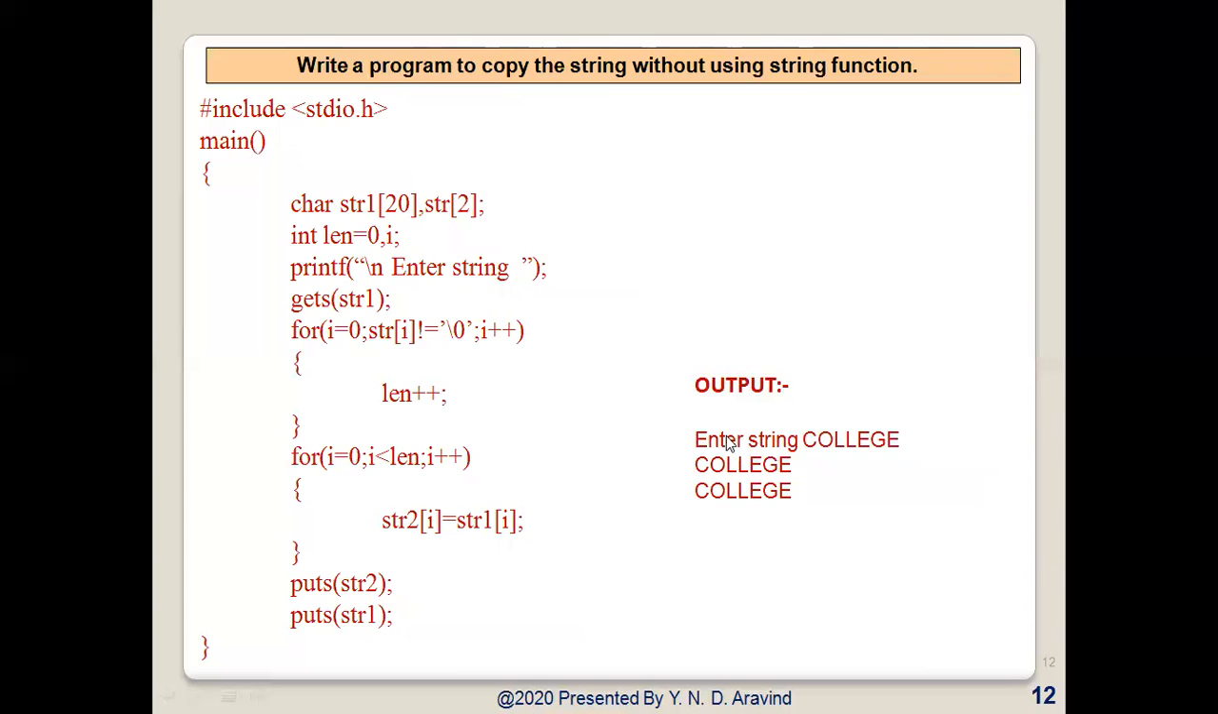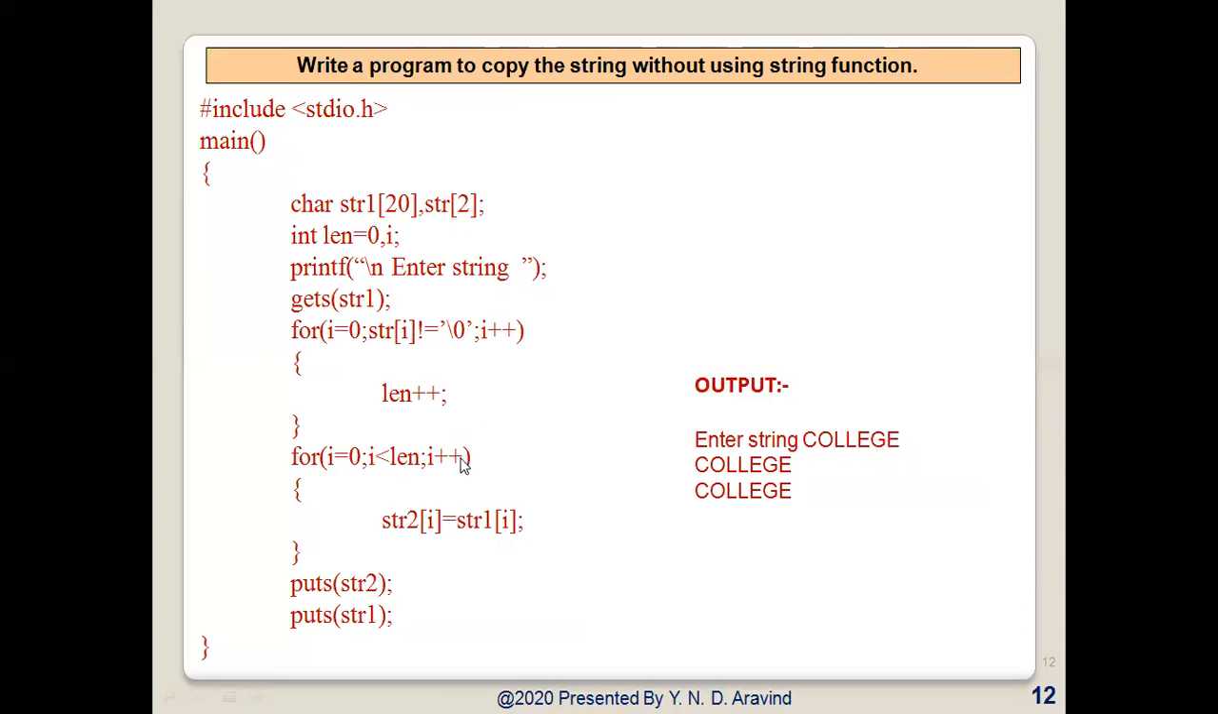So the entered string is college. I have counted the length of the college. The length of the college is 7. So for i is equal to 0, i less than 7. Why i less than 7? Because the college will be only till str1 of 6. In str1 of 7, it will be \0.